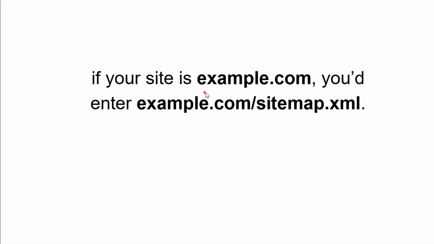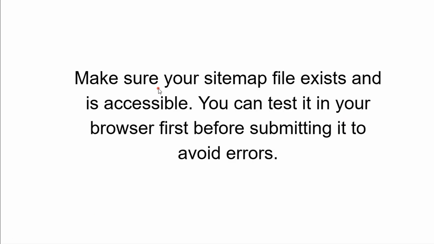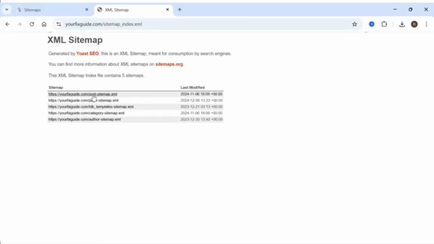So for instance, if your website is example.com, you'd enter example.com/sitemap.xml. You have to make sure your sitemap file exists and it's also accessible. You can test it in your browser first before submitting it to avoid errors.